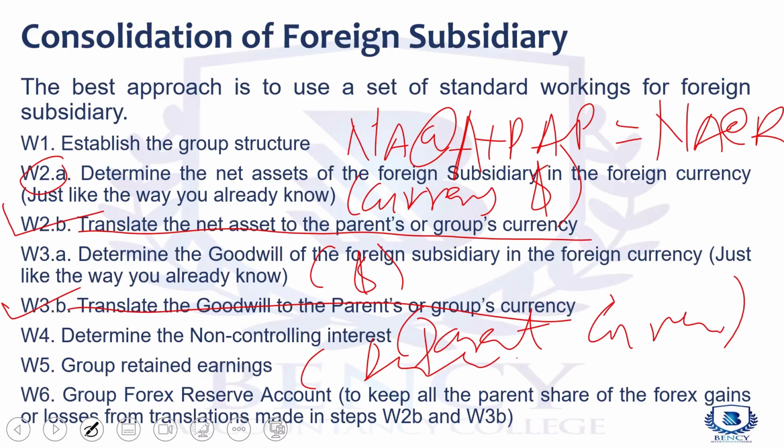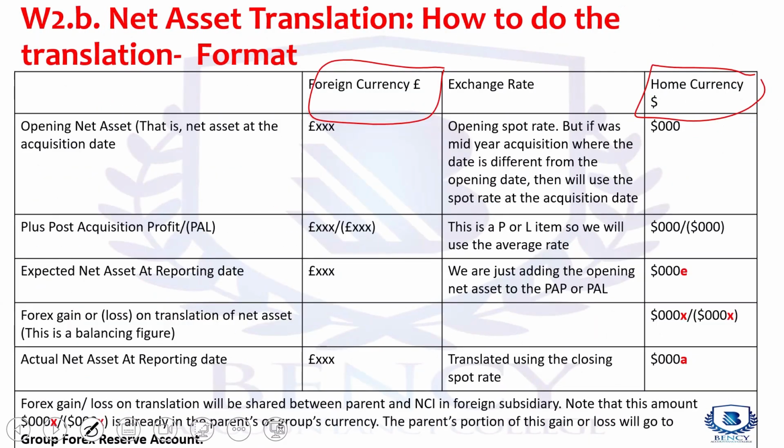Do you understand? So when you have a net asset as at the acquisition date, and you add the PAP or deduct the post-acquisition loss, then you have the net asset as at the reporting date. There's no need to list all the equity items at opening and all the equity items at closing. It's not necessary. So the total net asset as at acquisition date, in the foreign currency, that's pounds.